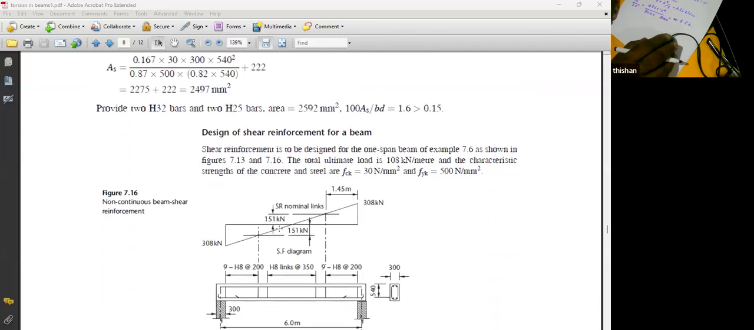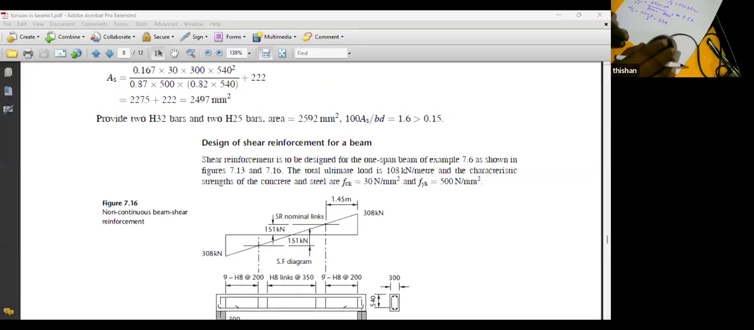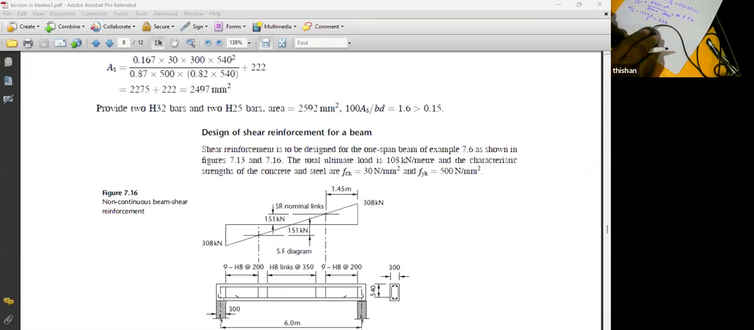And if you look at the shear reinforcement for the beam, the shear force is WL/2, that is 108 into 6 divided by 2. What is the value? 108 multiplied by 6 divided by 2 is 324. But we have to consider the shear force at the face of the support. How much is it? I think it comes to 308.